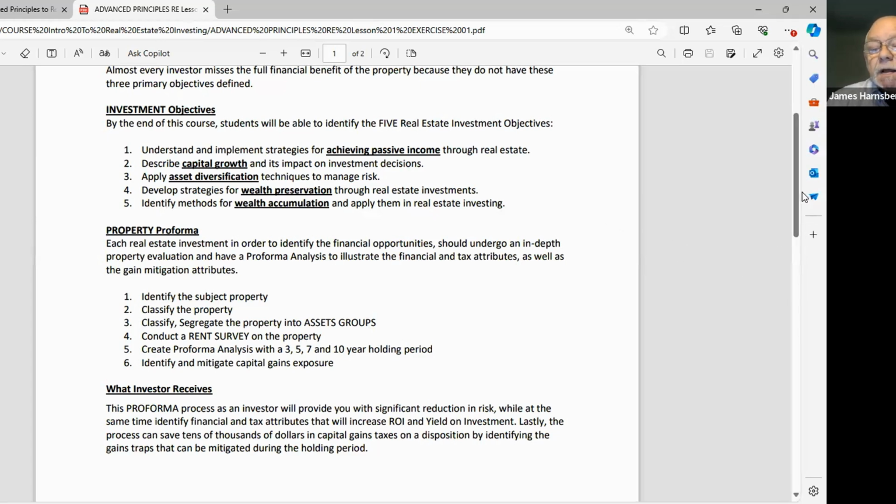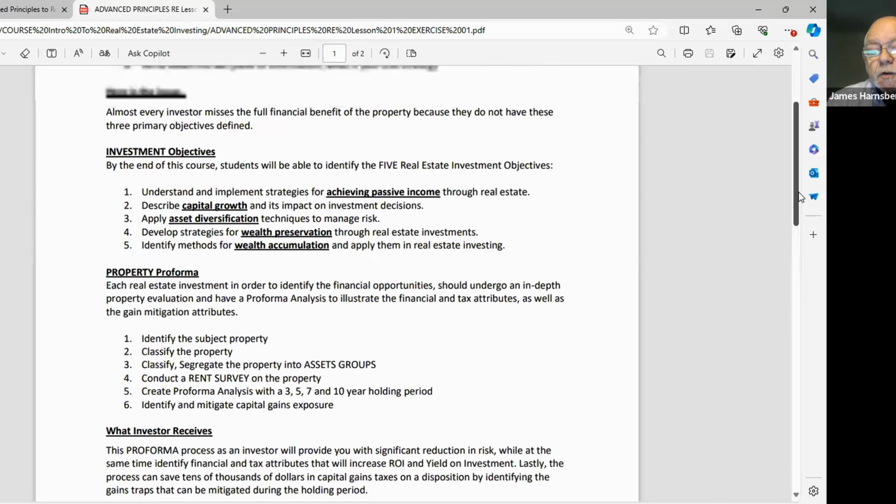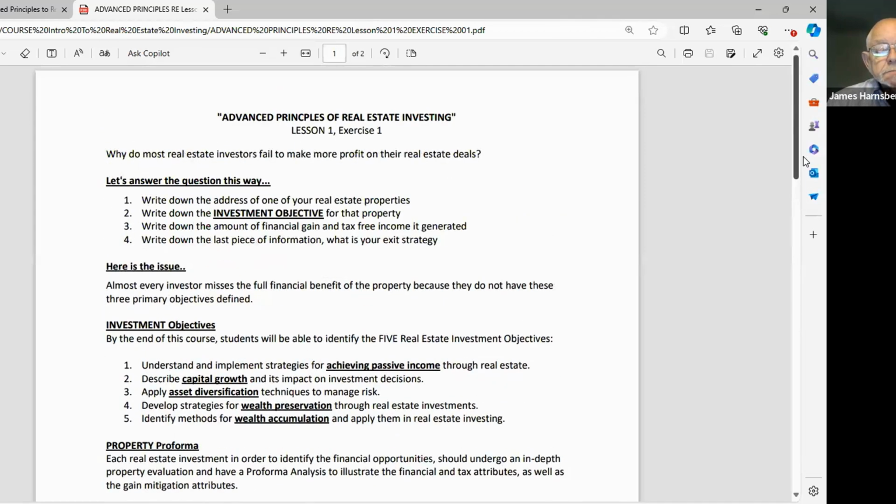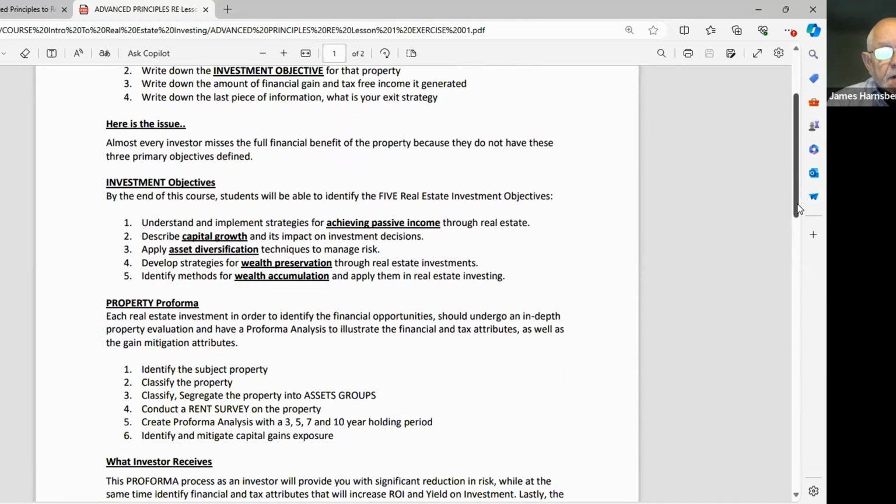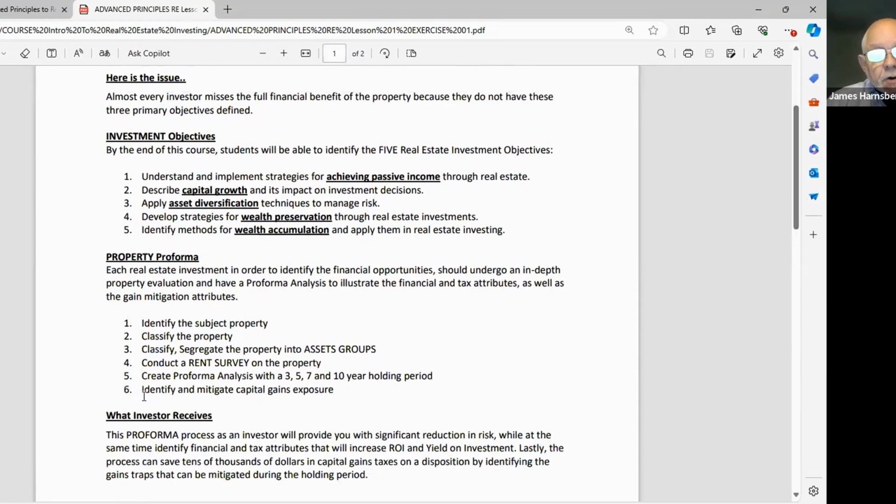So that's really what I'd like you to do for the first exercise, is go through each property that you have and sort of outline it on a single sheet of paper. Do you have these things? And what are your investment objectives for that property? And do you have an understanding of the asset groups of the property?